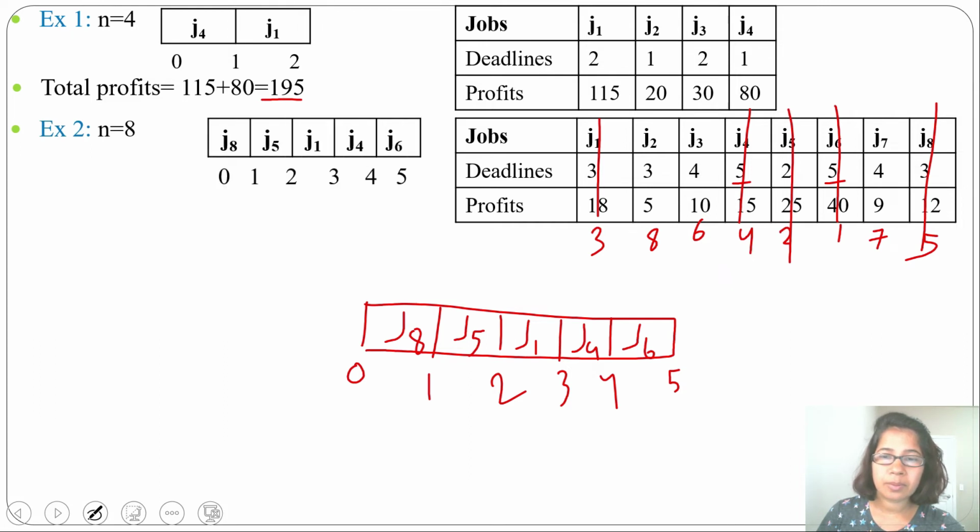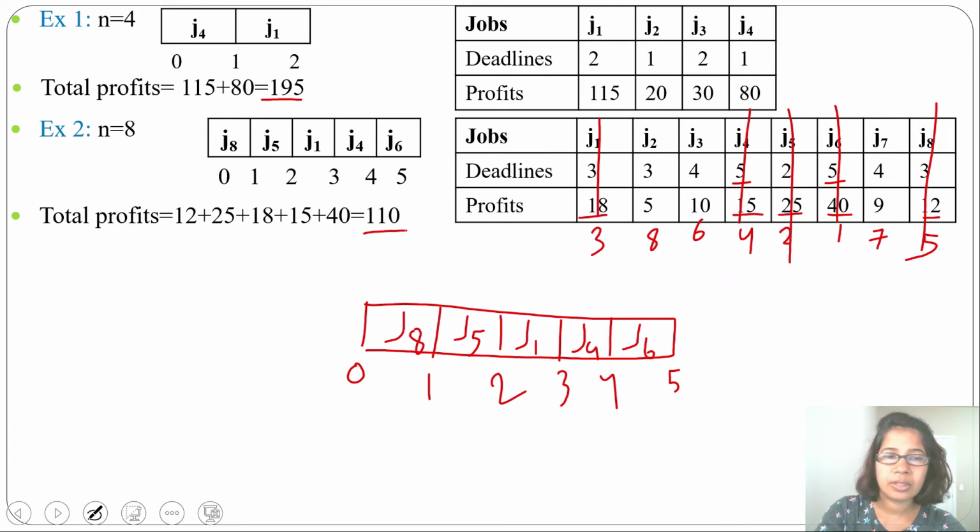And what is the maximum profit? I need to add the profit of all, like 18 plus 15 plus 25 plus 40 plus 12. It's 110. So total profit I got is 110.